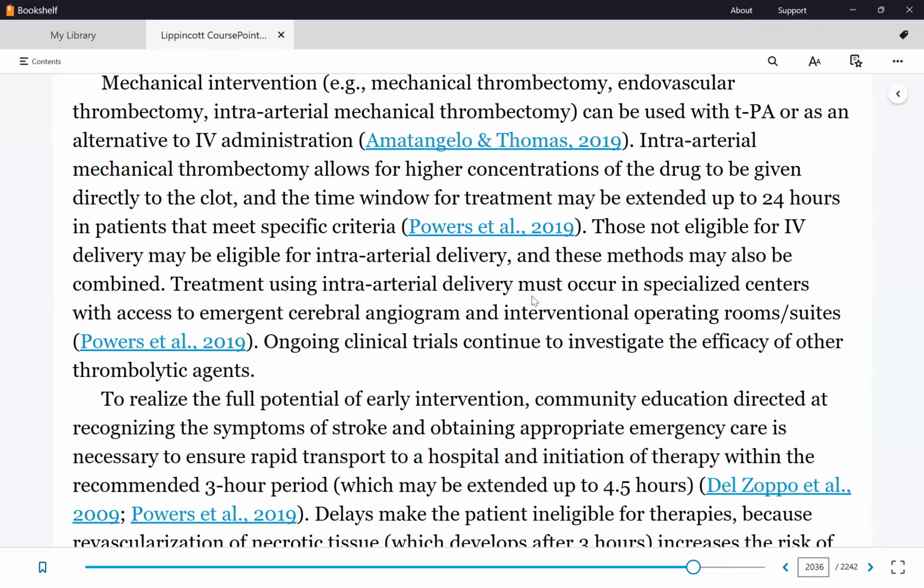We still have a chance. Okay, because again, what's the point of doing this if it's beyond 6 hours? There's nothing to save. That part of the brain's dead, right? You understand? Okay, but can we prevent future strokes? Yeah, that's all we could do.